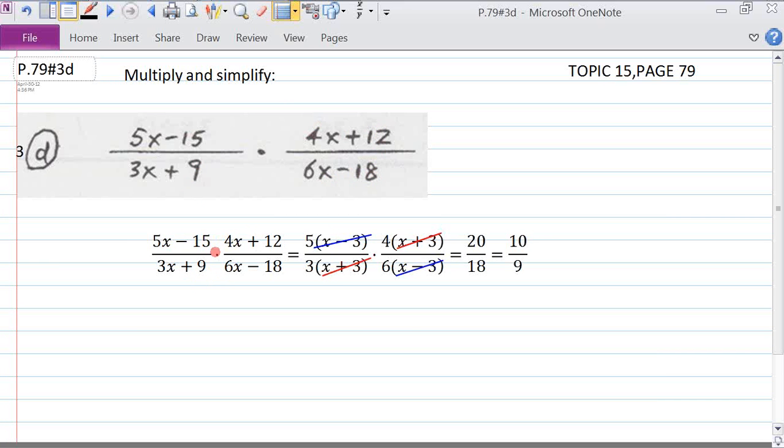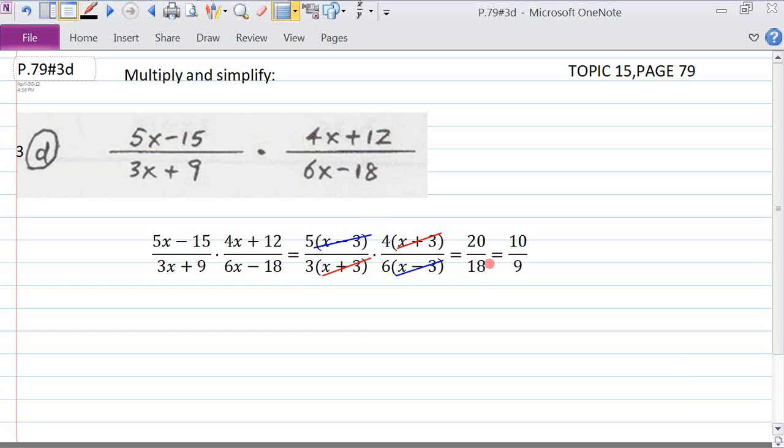So instead of 5x minus 15, I've written 5 times x minus 3. Instead of 4x plus 12, I've written 4 times x plus 3. And instead of 3x plus 9, I've written 3 times x plus 3. Instead of 6x minus 18, I've written 6 times x minus 3. Now, the x minus 3, the blue lines cancel. The x plus 3 cancel.